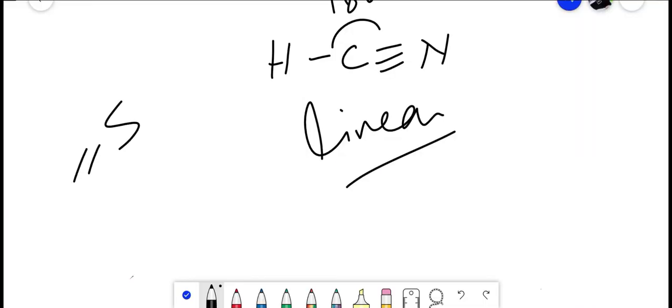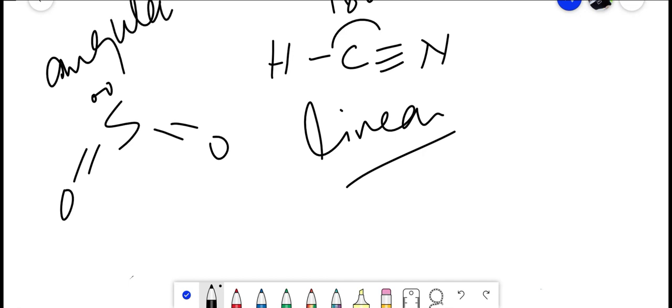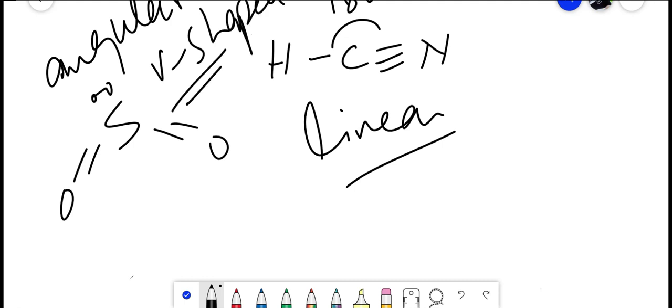Then we have the final structure, which is sulfur dioxide. S double bond O, double bond O. Okay, so this structure is also angular, or you can call it V-shaped. Both are accepted by your examiner.